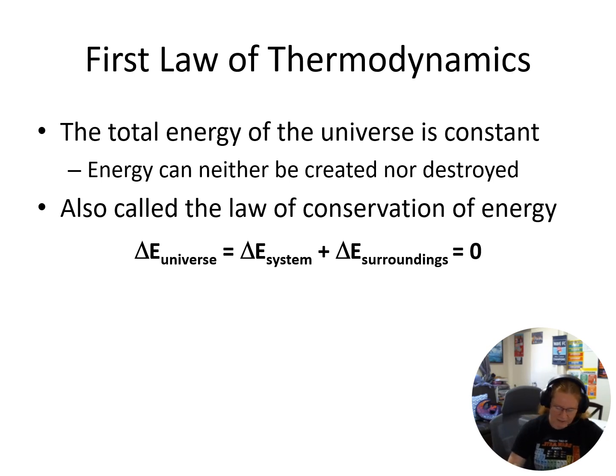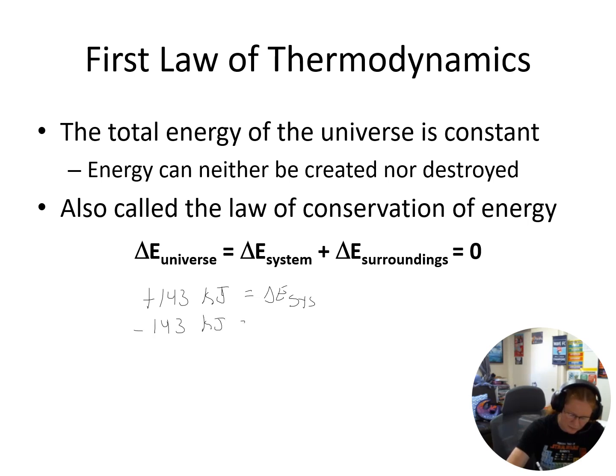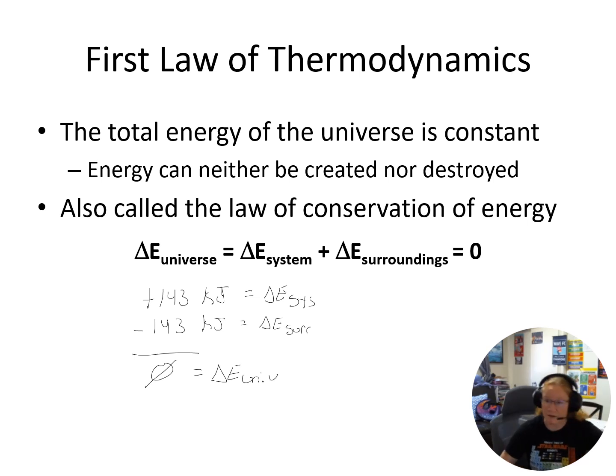So, if I've got plus 143 kilojoules as the delta E of my system, then I have to have a negative 143 kilojoules for the delta E of my surroundings, because that would give me 0, and that's the delta E of the universe. All right? So energy is neither created nor destroyed.